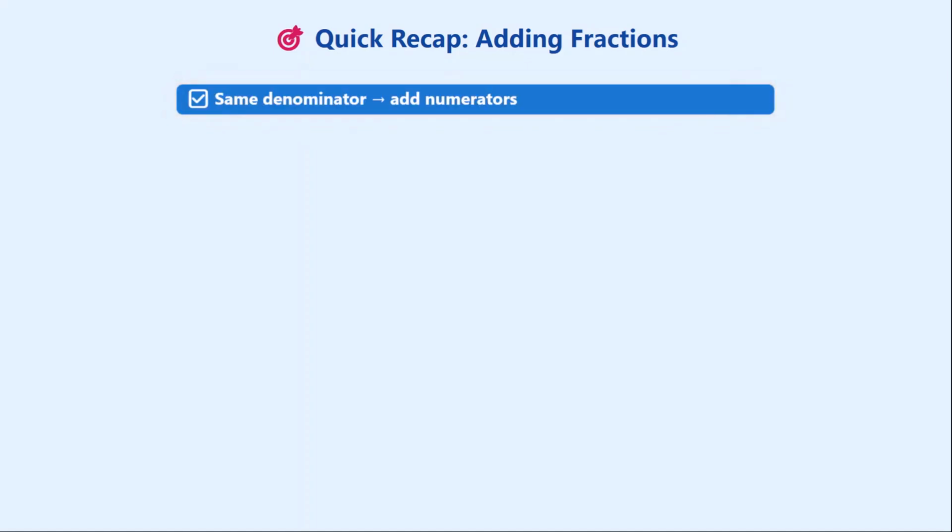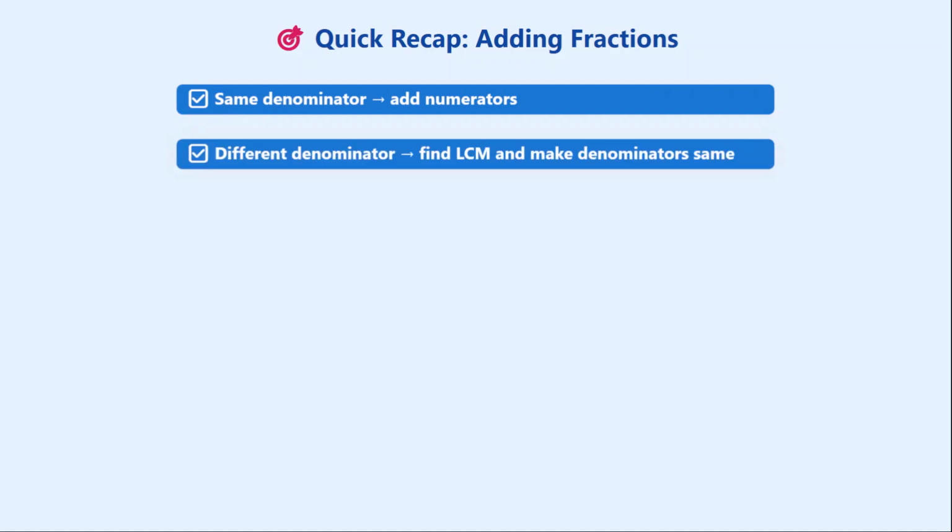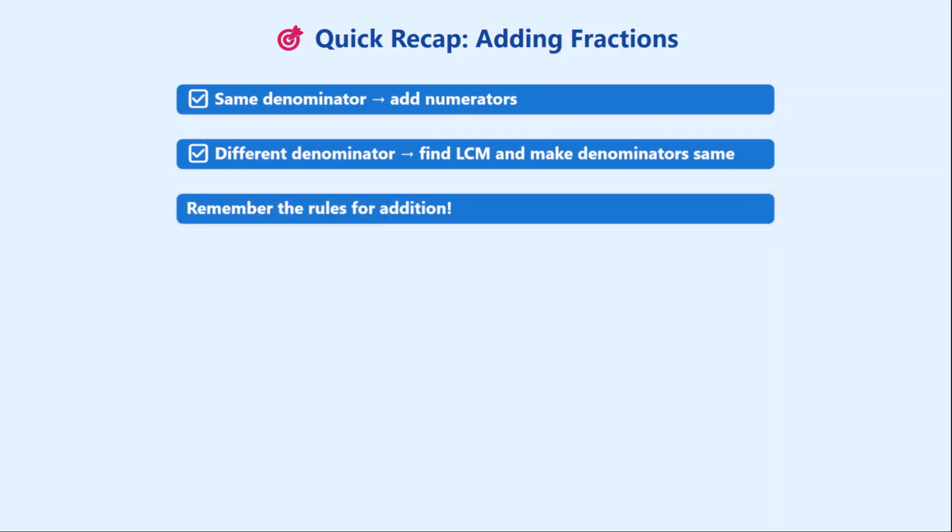Okay, let's quickly recap what we learned today. Rule 1. If denominators are the same, just add the numerators. Rule 2. If denominators are different, first find the least common multiple. Then make both denominators the same as that LCM. That's it. Remember these rules and you'll always be able to add fractions.